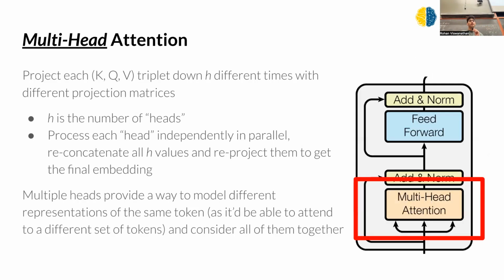Multiple heads provide a way to model different representations of the same token and consider all of them together. That's why, as you can see, multi-head attention has different input values, representing that we have multiple heads that combine into one output.